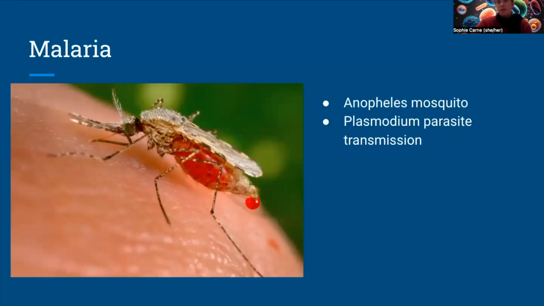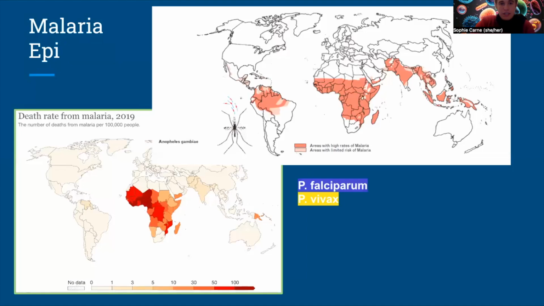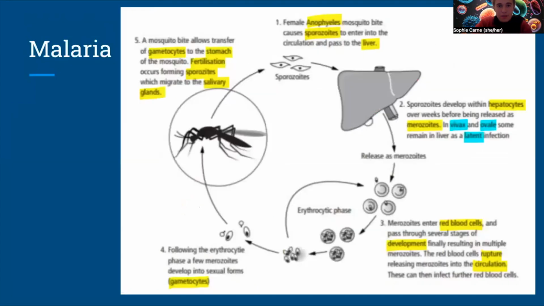So malaria is transmitted by the Anopheles mosquito, and it transmits the Plasmodium parasite, and there's a few different forms of the Plasmodium parasite, or variations. This is where it occurs most commonly, so around the equator. And we know as global warming increases and mosquitoes spread further this way and this way, if the temperature increases, that area is likely to increase as well.